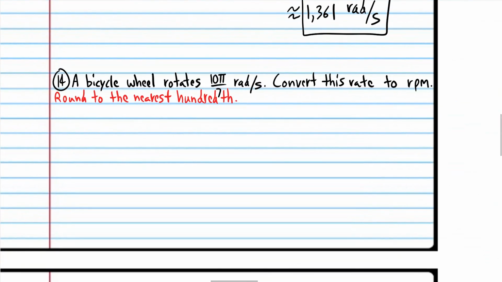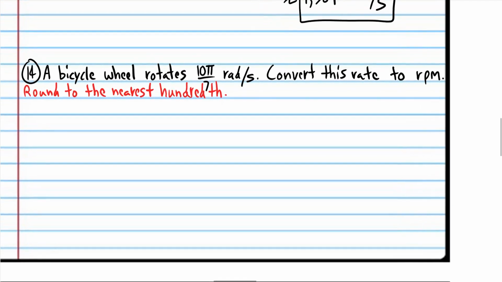So let's try number 14. Now we're going to go in the opposite direction. And by the way, this factor label method will be useful to you when you take physics courses or chemistry courses, especially chemistry courses. So you're going to use this in science curricula. So it says a bicycle wheel rotates at 10 pi over 7 radians per second. Convert this to RPM.